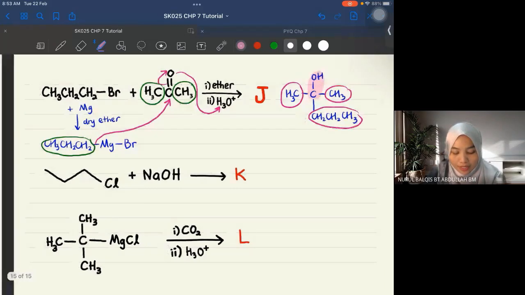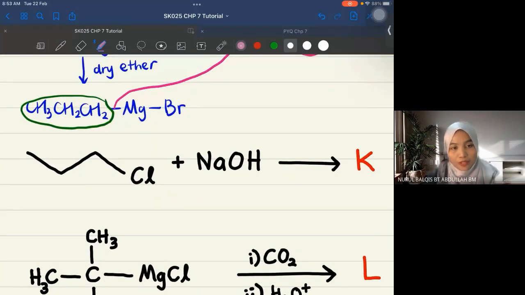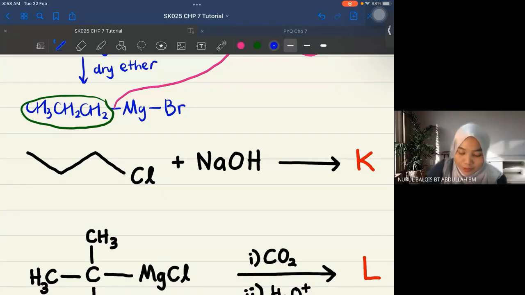Okay. Next one, we have this compound. We have this compound of haloalkane to react with sodium hydroxide. Is this part of nucleophilic addition reaction? Is this reagent used in nucleophilic addition? No. This is simply, what is the type of reaction involved? When reacting haloalkane and sodium hydroxide, what type of reaction is involved? Nucleophilic substitution. Yes, this is simply nucleophilic substitution.